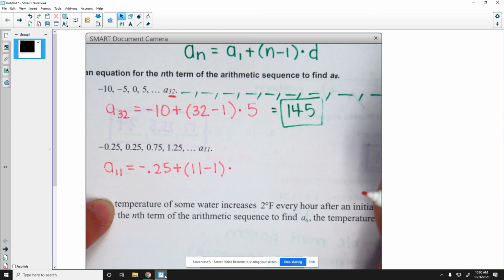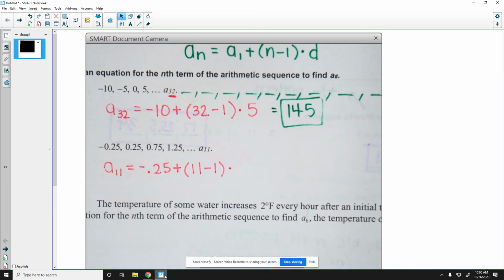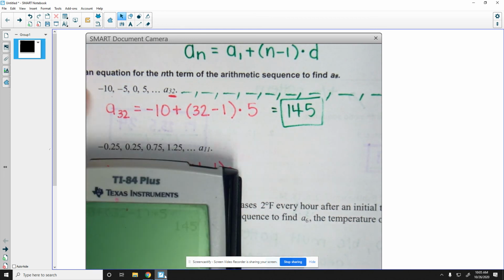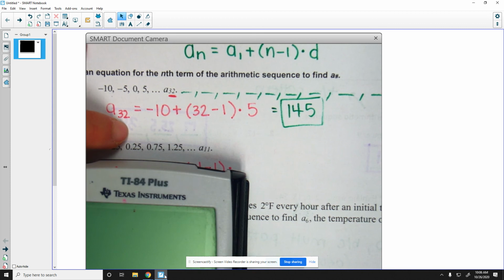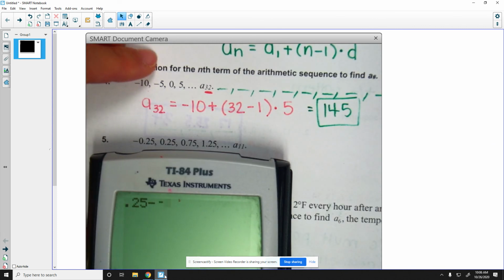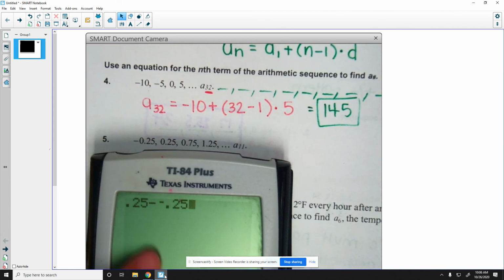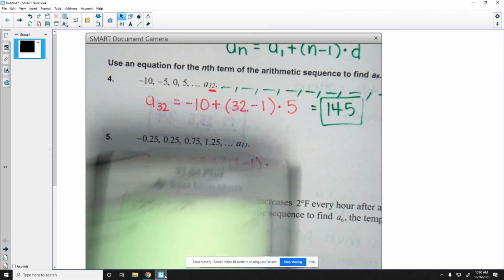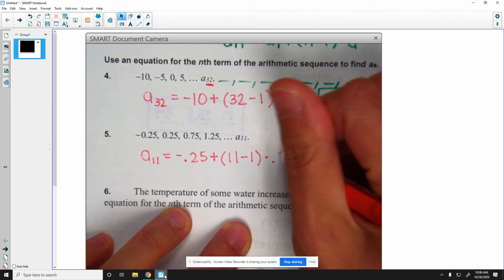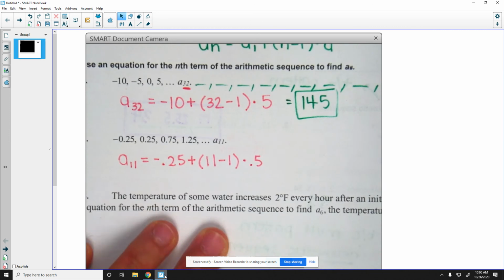Does anyone think they can raise their hand and tell us what is your common difference? Nadia? 0.5. So if you truly don't know, what you can do is take the second number and subtract it by the first number. So 0.25 minus negative 0.25 is 0.5, positive. So if it's positive, that means I'm adding 0.5, 0.5, 0.5, 0.5, 0.5.